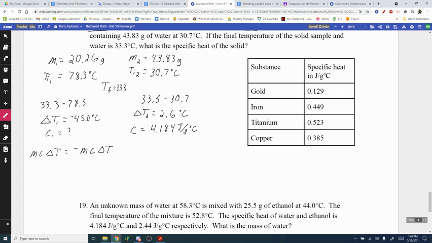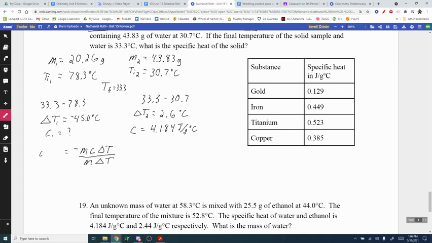Okay, so now we are looking for the C of our system. So that's C1. So we're looking for this right here. All right, so we have to divide both sides by m delta T in order to get that C by itself. So m and delta T cancel out. I'm just going to erase those. All right, so there we go. Now we plug everything in.